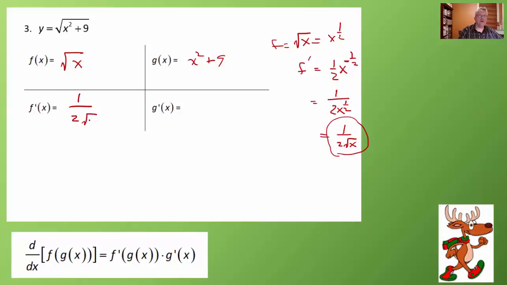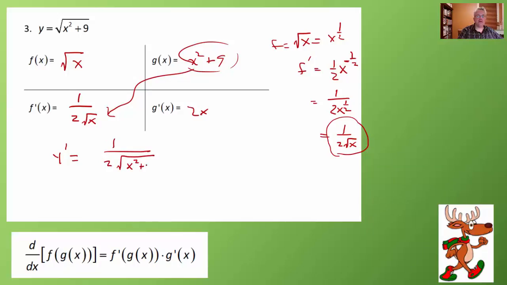Okay, g prime is easy. That's 2x. Here we go. Apply the chain rule. We've got to put g of x into f prime. So the derivative of y would be 1 over 2 square root of x squared plus 9.